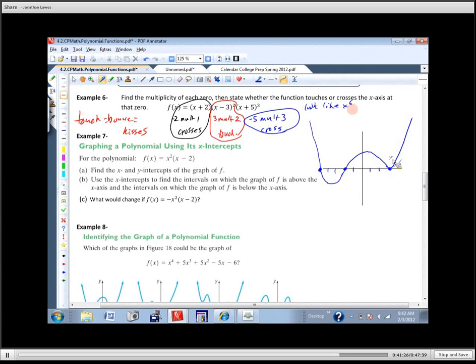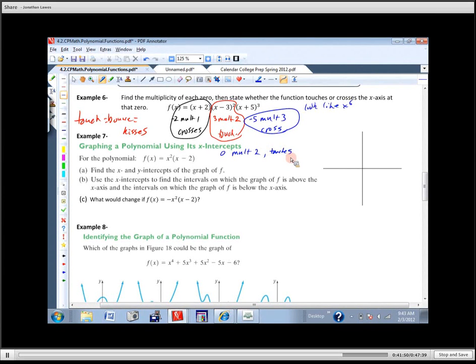Okay, let me erase this, and let's see if we can get 7 and 8 done. That would be really good if we could do that. So this one says graphing a polynomial using x-intercepts. So what's the x-intercept that comes from this first one? 0. What's its multiplicity? 2. So what does it do?